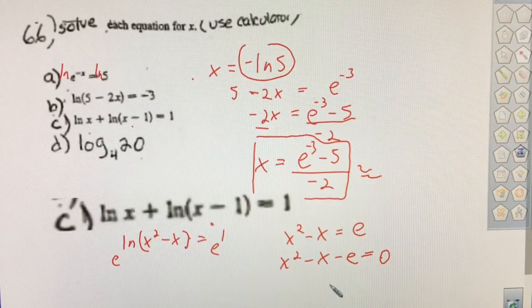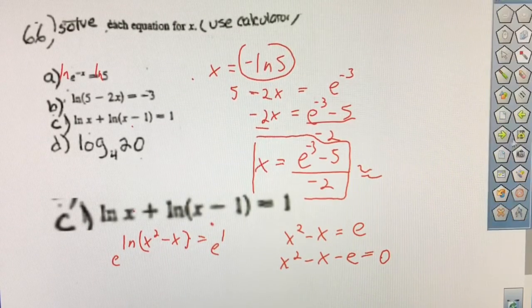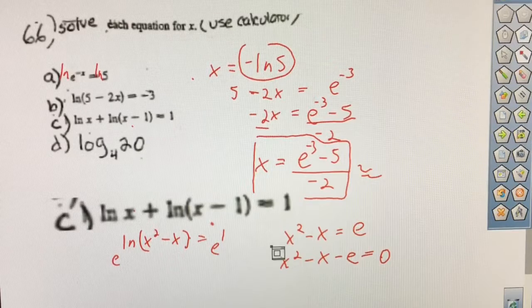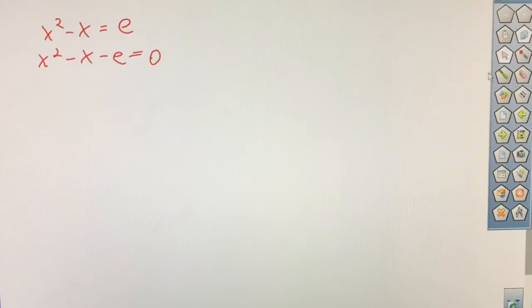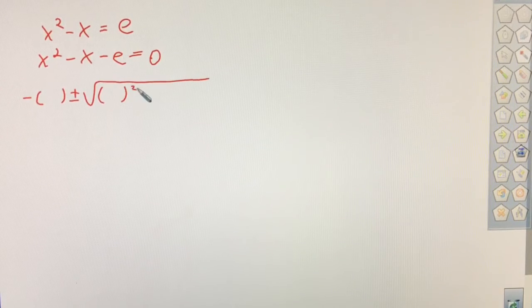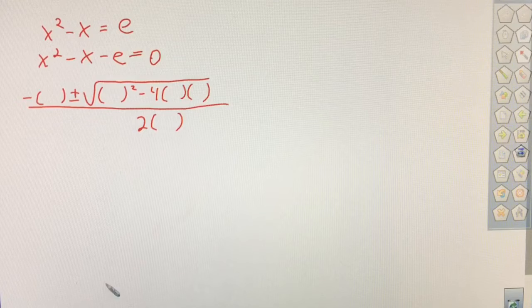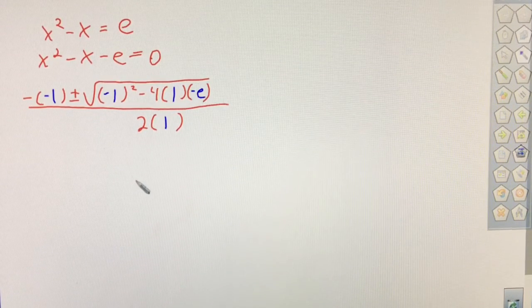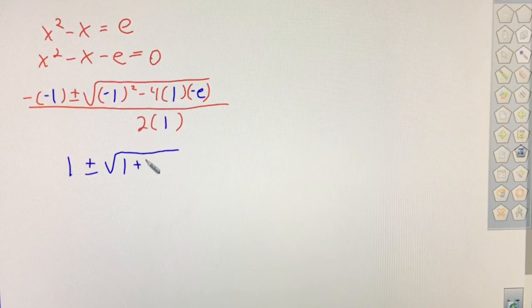Now I can't factor that, so this is going to be quadratic formula, so I'm going to take this to a new page and implement the quadratic formula. B is -1, A is 1, and C is -e. So this is going to give me 1 plus or minus the square root of 1 plus 4e all over 2. And that's a calculator key in, or you can just leave it like that. That's the exact answer, but I think they want the decimal equivalent. You just type that in the calculator.